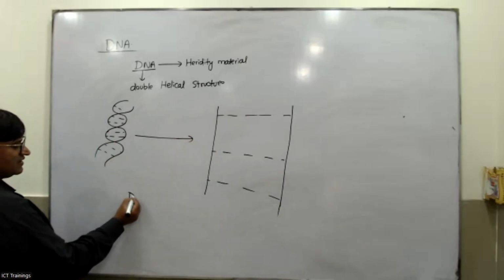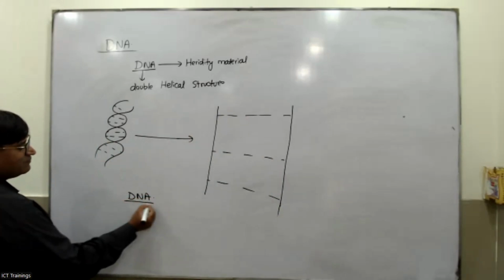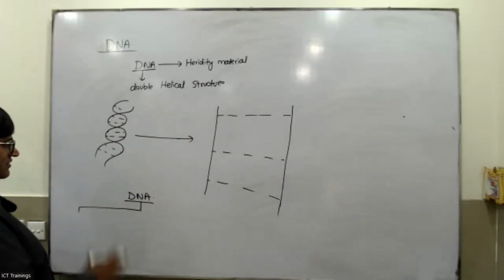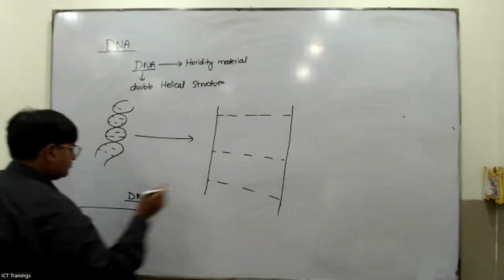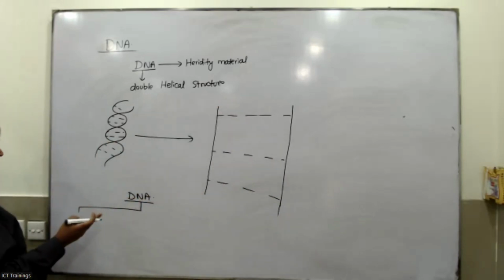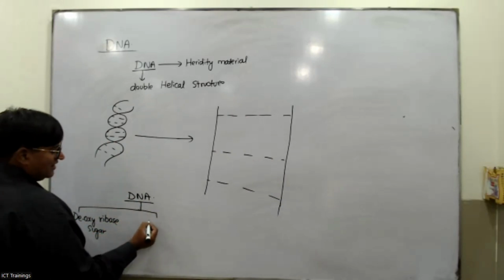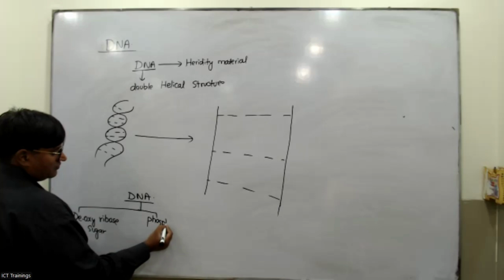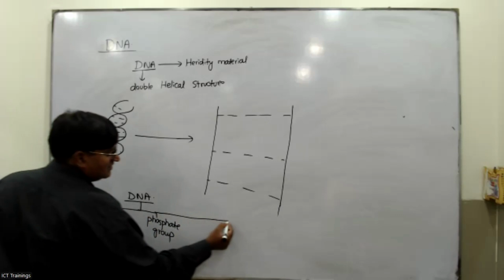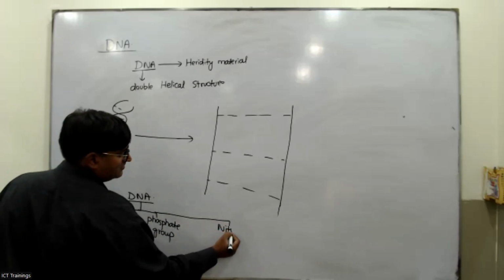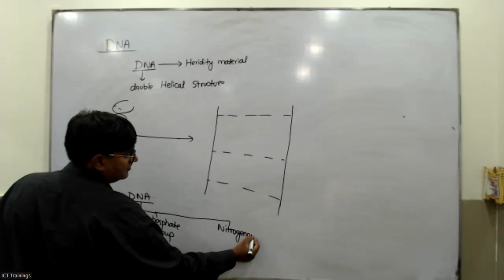Now the DNA is made up of three parts. This is the DNA, and it is made up of three parts. The first part is deoxyribose sugar. The second thing, my dear, is the phosphate group. And the third thing is the nitrogenous bases.